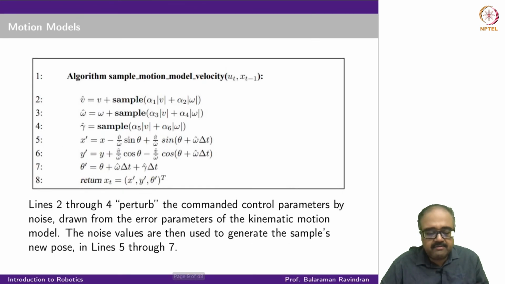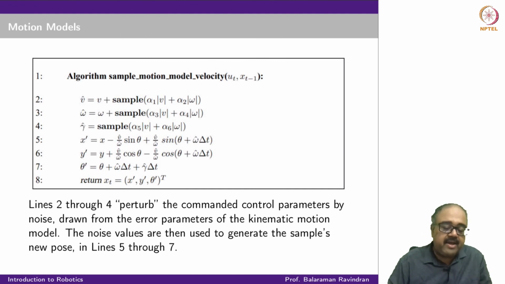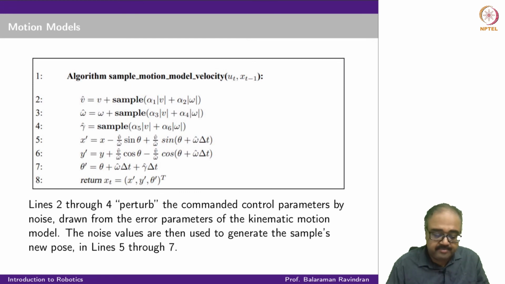Looking at the figure again, you can see what we are going to do. We have the original v, and I am going to draw a noise, because remember it is zero mean. A sample basically takes a zero mean distribution with variance of alpha 1 v plus alpha 2 omega. This is basically the variance of the distribution I am sampling from. I draw a sample from that distribution and that gives me my v hat. Likewise, I draw a sample from alpha 3 v plus alpha 4 omega as a variance, and that added to omega gives me omega hat. Likewise, I sample a gamma hat as well.